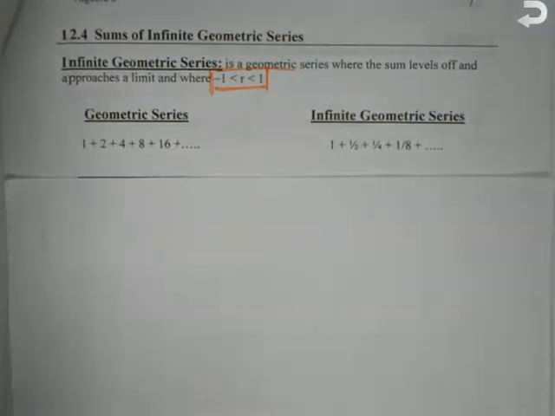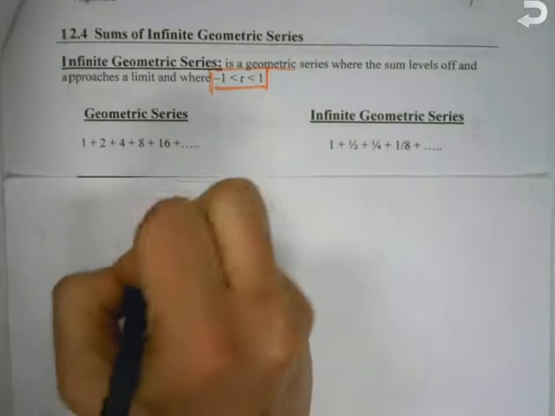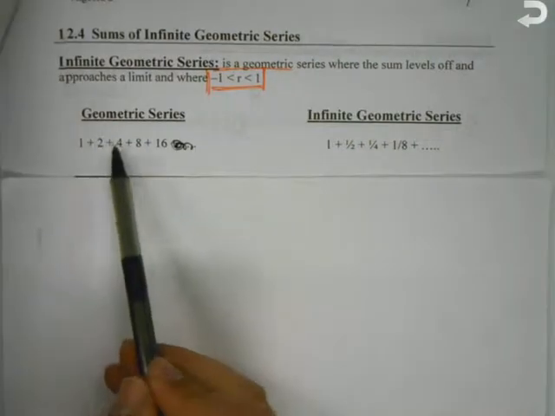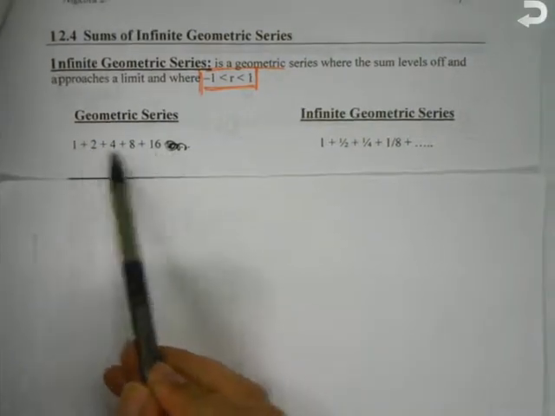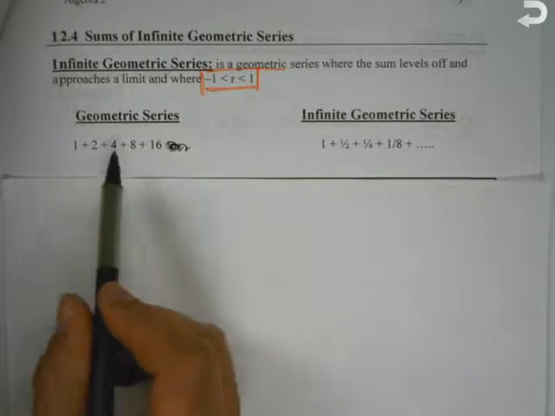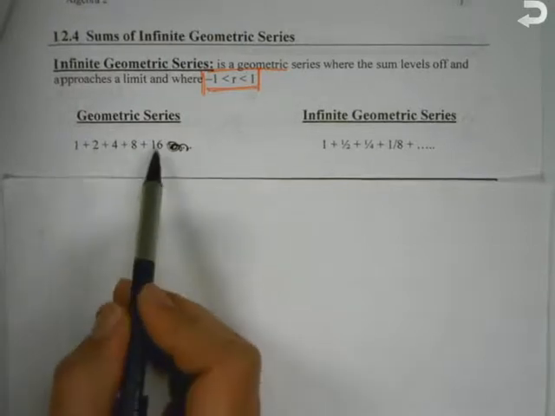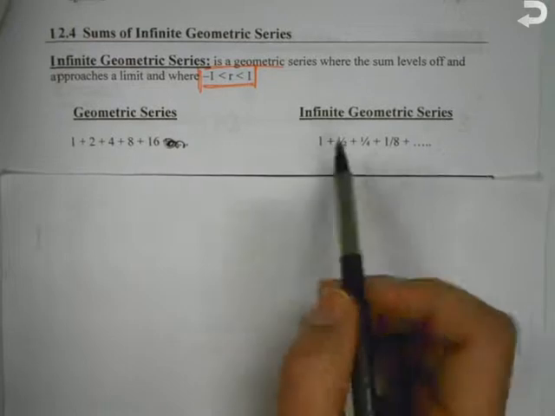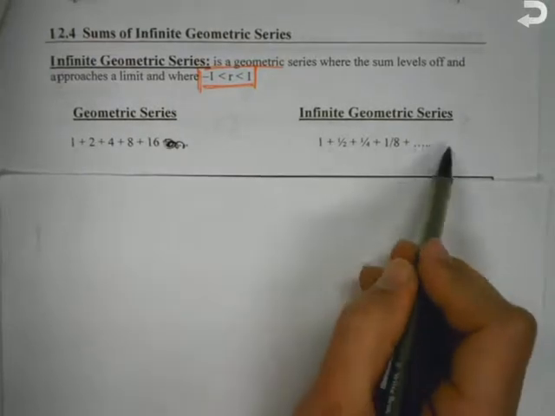A geometric series looks like something like this: 1 plus 2 plus 4 plus 8 plus 16. It's being multiplied by 2 each time, right? But it stops eventually. An infinite geometric series is something that goes on and on forever and ever and ever. So it has the ... at the end. Okay?